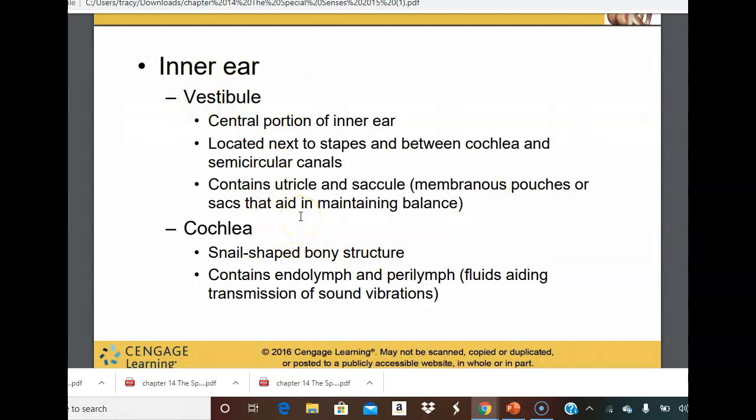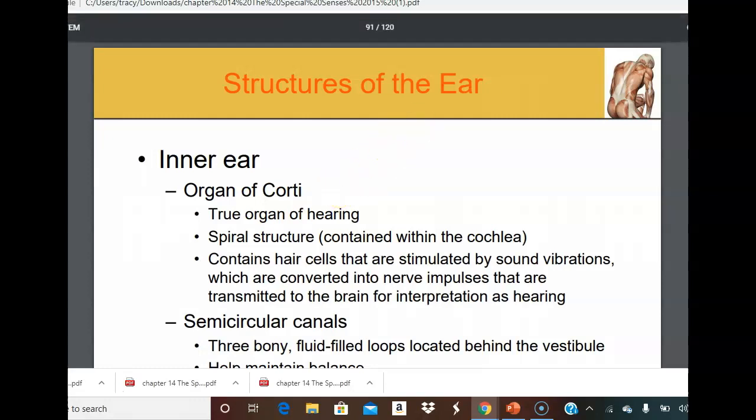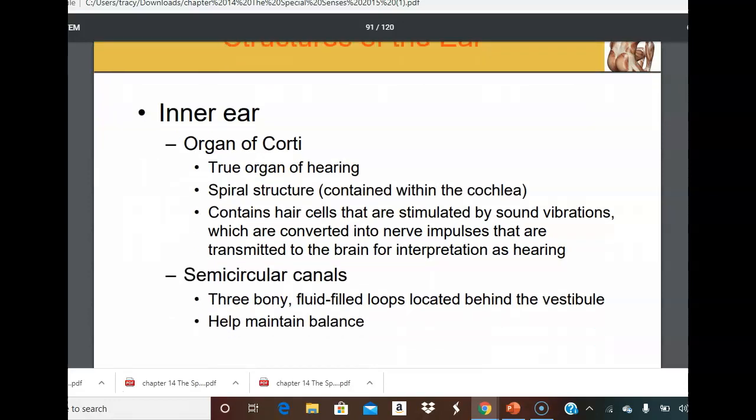Off to one side we have something called the cochlea. The cochlea is a snail-shaped bony structure. It contains specific fluid called endolymph and perilymph, and those fluids will move in different ways, and within that fluid are special hair-like cells called the organ of Corti. Now, the organ of Corti is the actual true organ of hearing.